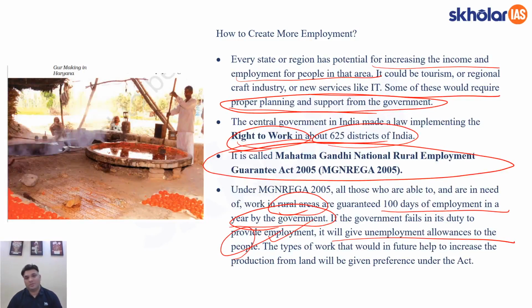So if the government fails in its duty to provide employment, it will give an unemployment allowance to the people. Correct? So here also you will see, this is a social security net. This is a safety net provided by government. And the type of work that would in future help to increase the production from land will be given preference under the act. Correct? So these are some of the motivations behind MGNREGA, and these are some of the parameters of MGNREGA which you have to keep in mind. Right? You can certainly give the MGNREGA example in writing GS2 and GS3 answers as well.